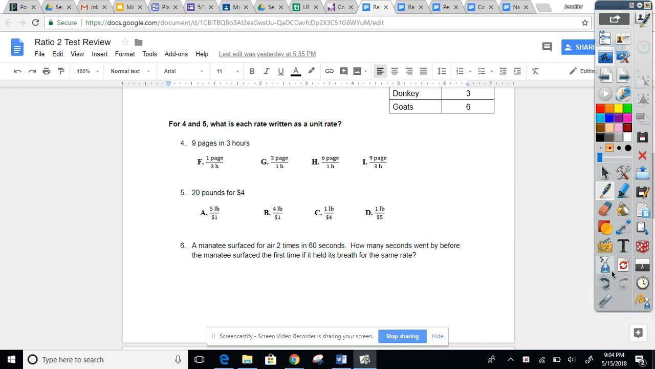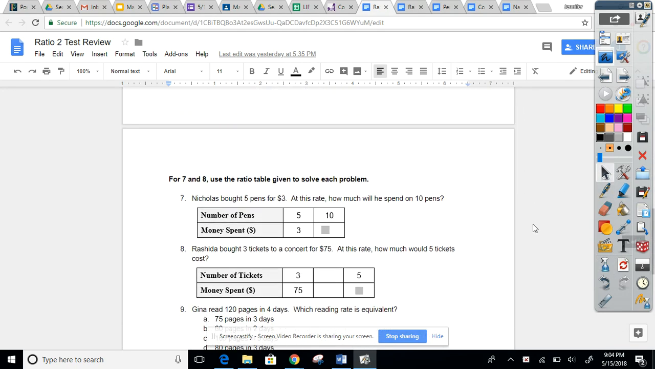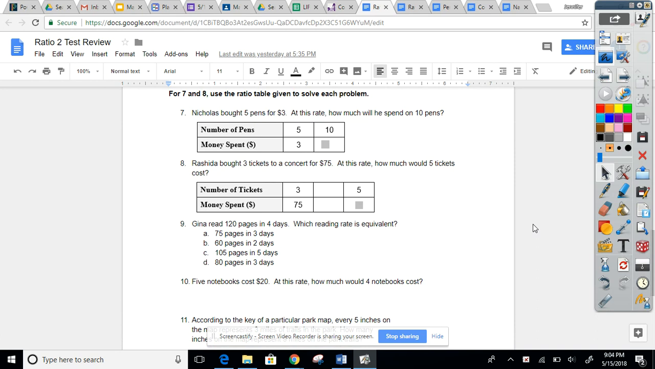Now, let's go to number 8. So scroll down to number 8. It says Rashada bought 3 tickets to a concert for $75. At this rate, how much would 5 tickets cost? Okay, so the way this ratio table is set up, we could say 3, 4, and then 5.